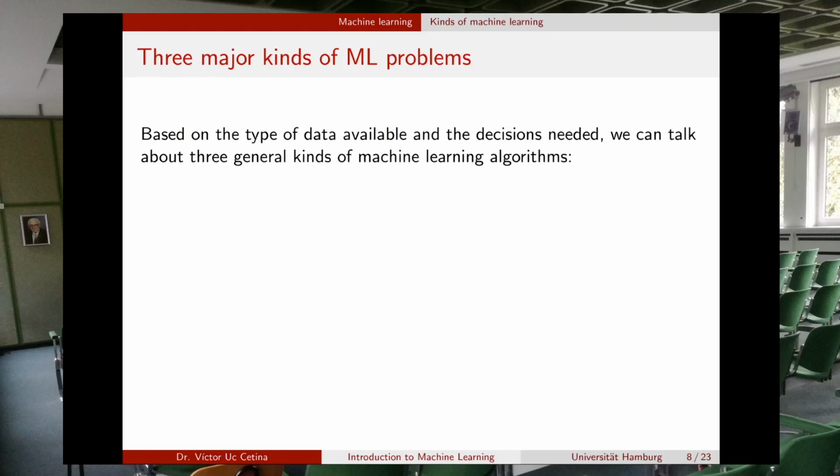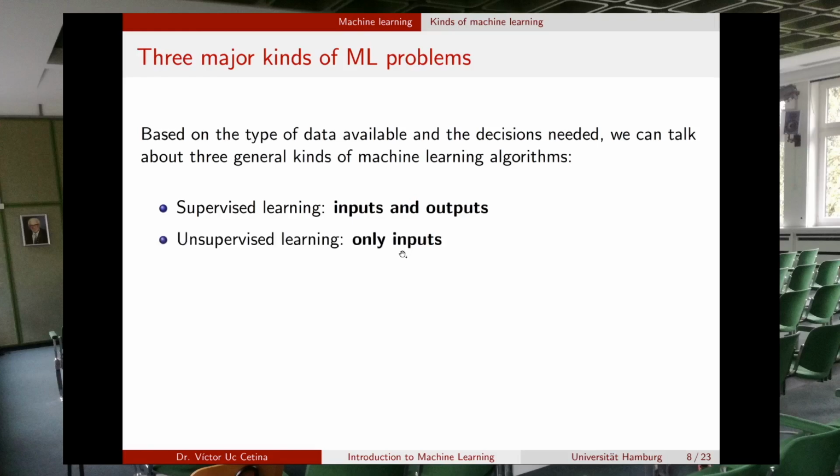can talk about three major kinds of machine learning problems based on the data available and the decisions that we need to make. We can talk about these three kinds of machine learning algorithms. In the case of supervised learning, we are given inputs and outputs, many pairs of these inputs and outputs. In unsupervised learning, we are given only the inputs. And in the final case of reinforcement learning, we talk about the states of the system or the environment. We talk about actions that we need to perform in this environment. And we talk about a concept called rewards, where the rewards are simply signals telling the system if it is performing well or not.